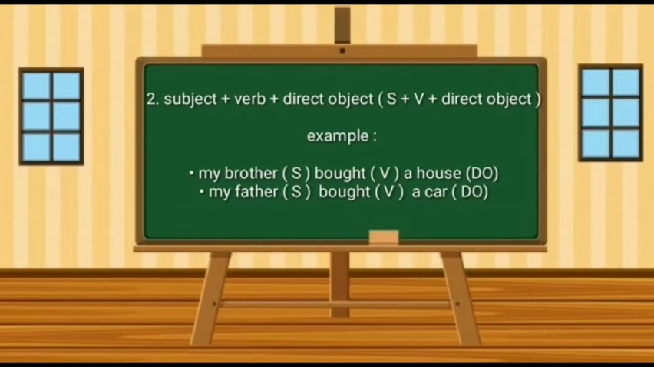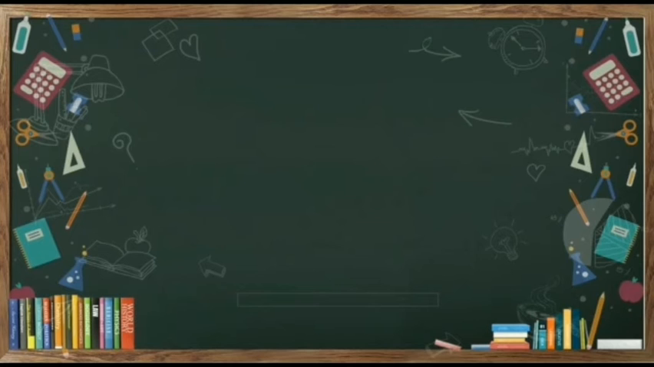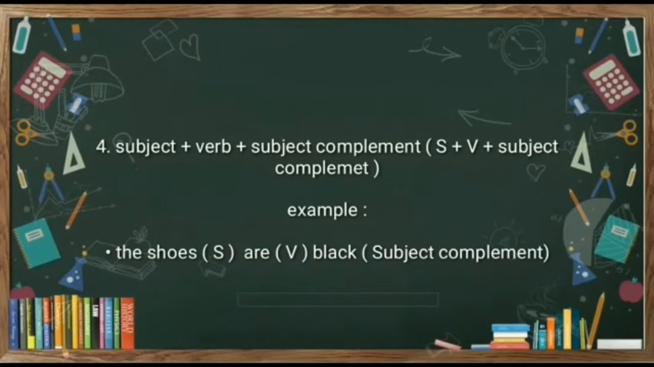Subject plus verb plus direct object. Example, my brother bought a house. Another example, my father bought a car. Okay, next, subject plus verb plus indirect object plus direct object. Example, she gave her friend some advice. Another example, he gave her a golden necklace. And last is subject plus verb plus subject complement. Example, the shoes are black.